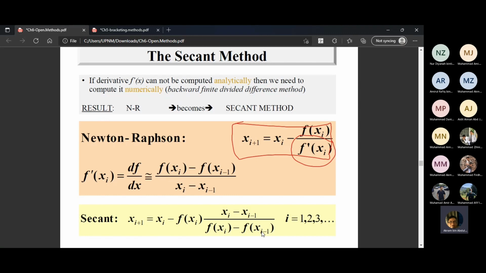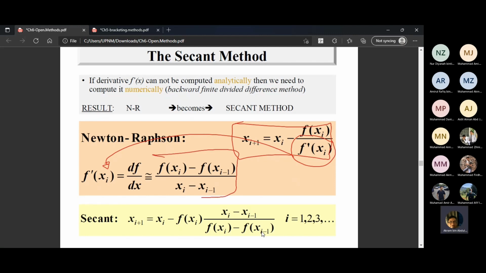Where did this derivative come from? This derivative is actually from here. So f prime x is actually df over dx, correct? And how do we find df over dx? df over dx is the change of f, so f of xi minus f of xi minus 1. So we are using a backward finite divided difference method. So df is actually the change of f of xi and f of xi minus 1, and dx is the change of xi and xi minus 1.